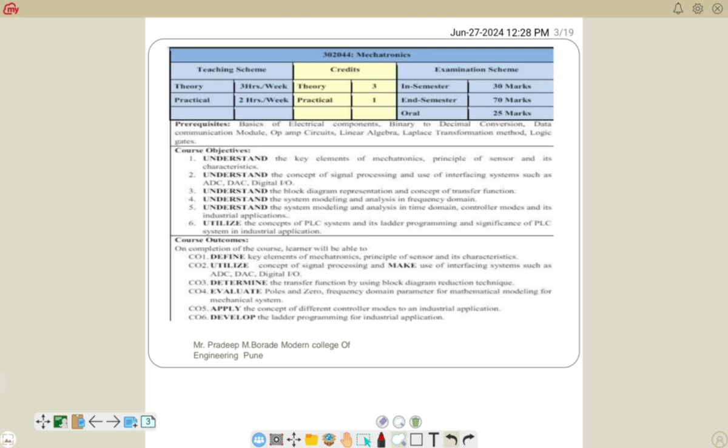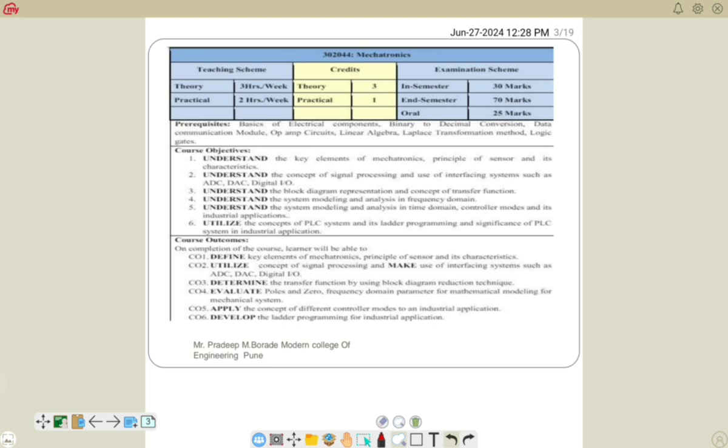Then there are a total of 6 units for this mechatronics subject, and every unit has some course objective. So unit-wise course objectives are there. The first course objective is to understand the key elements of mechatronics, principles of sensors and actuators. Second is to understand the concept of signal processing and use of interfacing systems such as ADC, DAC, digital input output. And third one is to understand the block diagram representation and concept of transfer function.